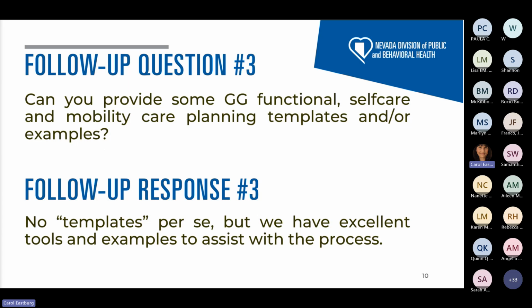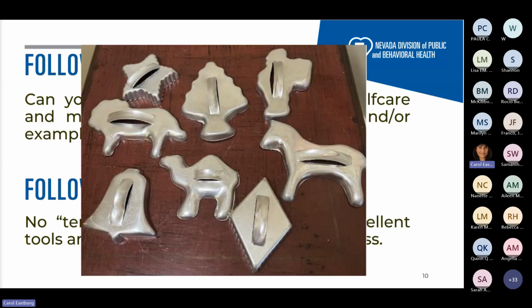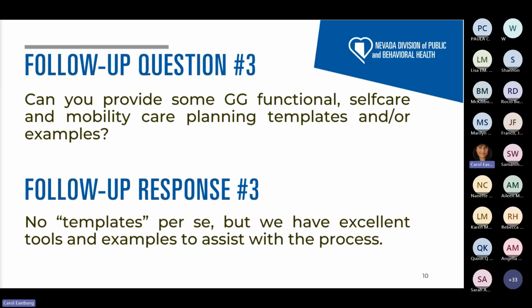The third follow-up question from the last training was a request for some templates or examples of GG functional, self-care, and mobility care plans. Remember, each resident is a unique individual with their own personal problems and issues, and while there may be some similarities in their diagnoses, regulations require that each one has their own customized, no cookie cutter care plans allowed. As I researched this process, I found only assessment tools.